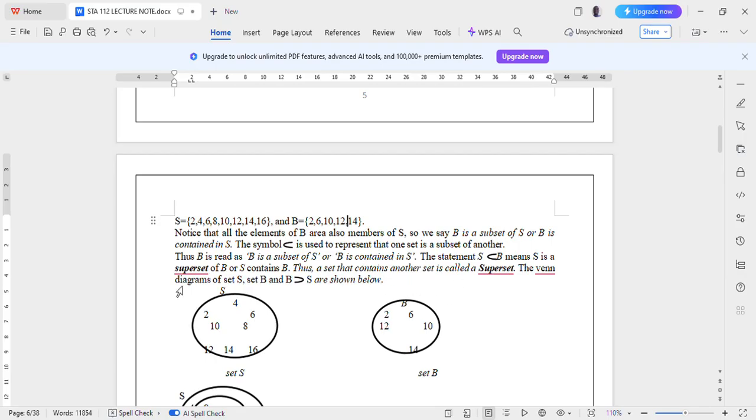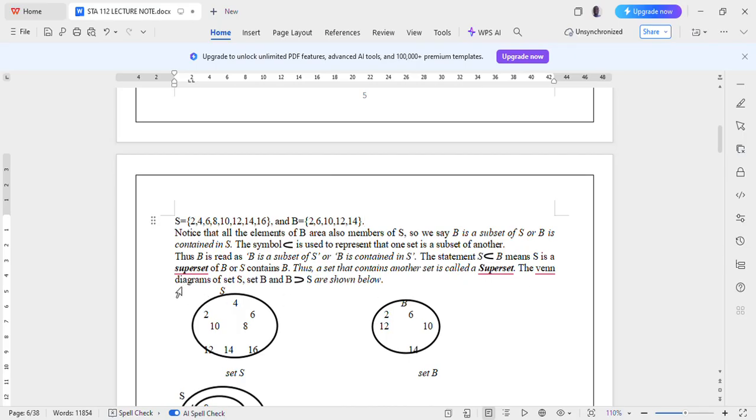So B is read as B is a subset of S, or B is contained in S. The reverse statement means that S is a superset of B, or S contains B. Thus a set that contains another set is called a superset.